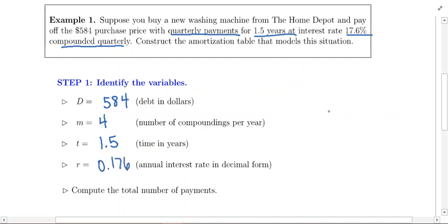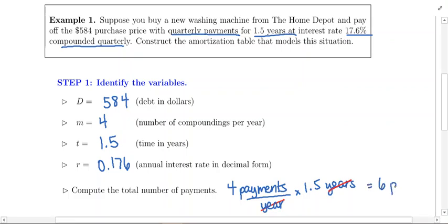The other thing I'm going to do, and we're not going to need this for the formula but we are going to need it for the amortization schedule, is compute the total number of payments that we're going to have to make. Remember what you're doing here: you're making quarterly payments, so that's 4 payments per year for 1.5 years. We need to multiply those two numbers together. 4 times 1.5, and the years cancel. So 4 times 1.5 leaves you with 6 payments.